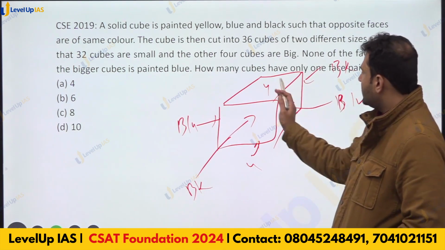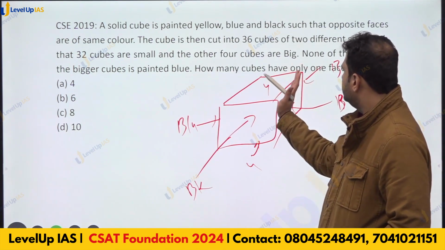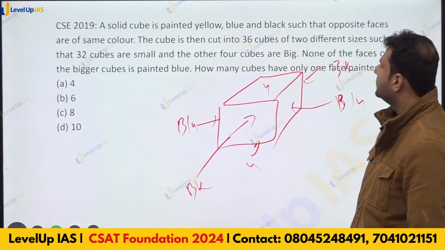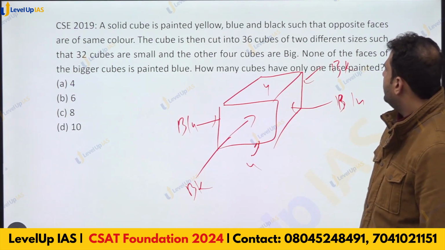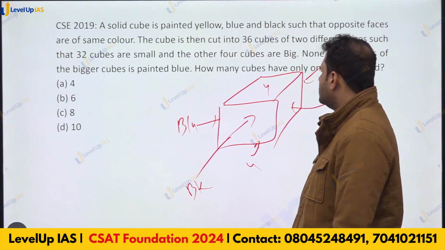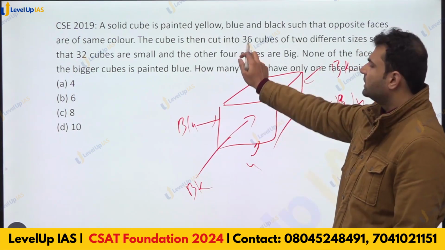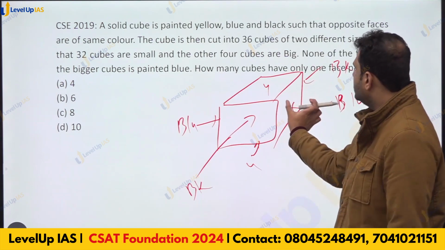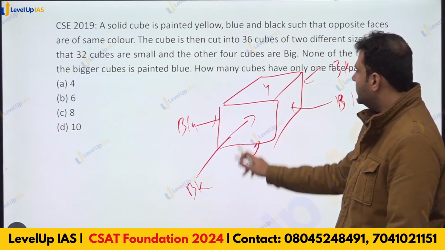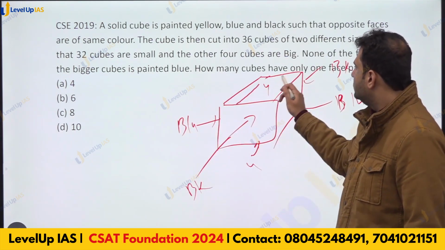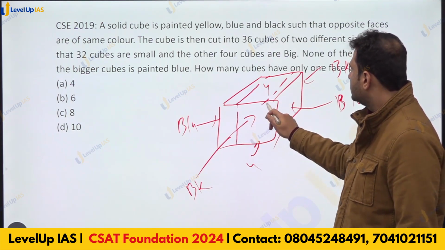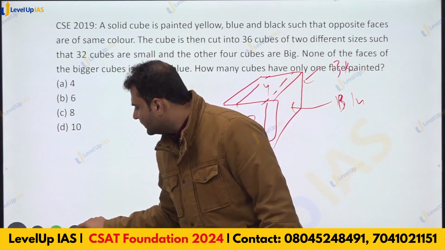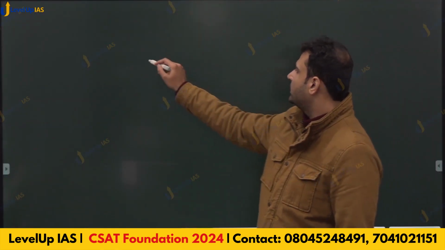So bigger cubes are not on this or that end. Bigger cubes are in the middle. Okay. How many cubes have only one face painted? That is the question. So the only information is that there are total 36 cubes, 32 are small, the other 4 are big, and big are not on this or on that face. It is somewhere in the middle. So this is a bit of a trial and error thing. This is not really mathematical, so to say.